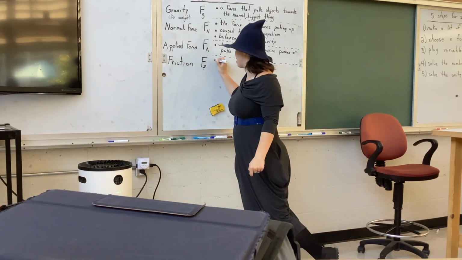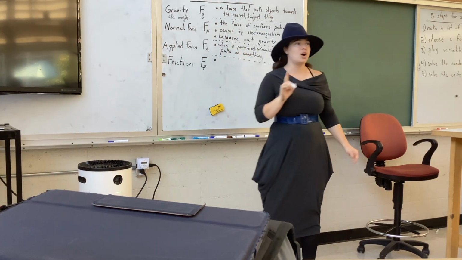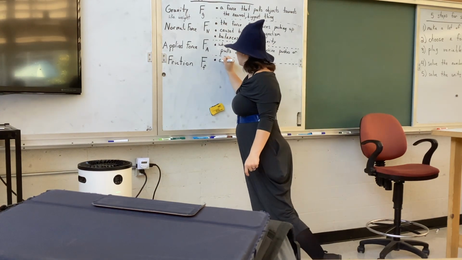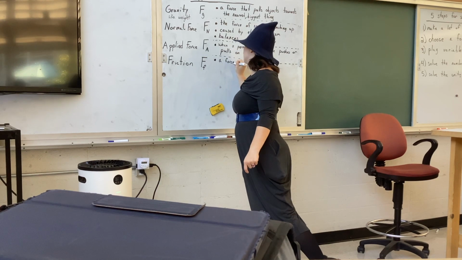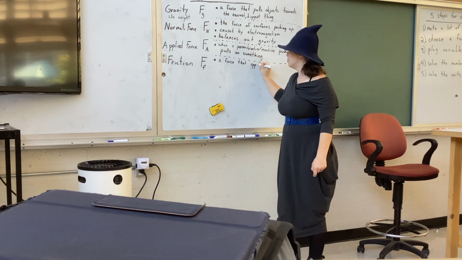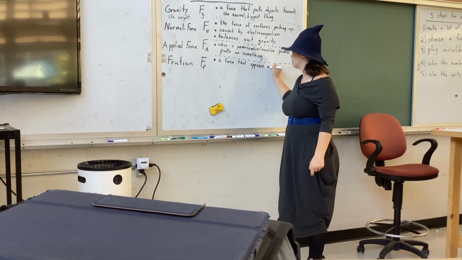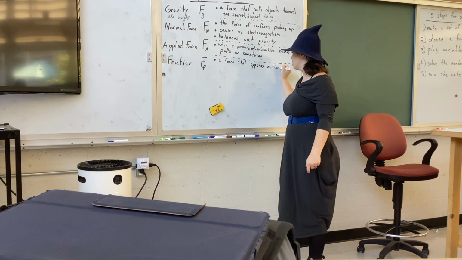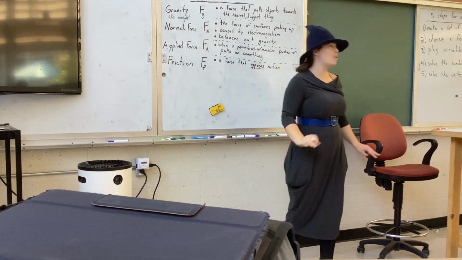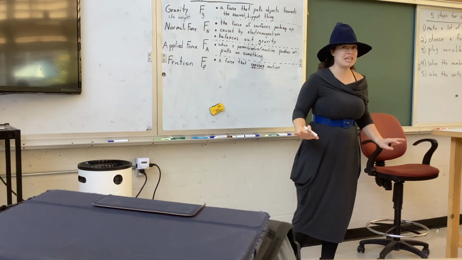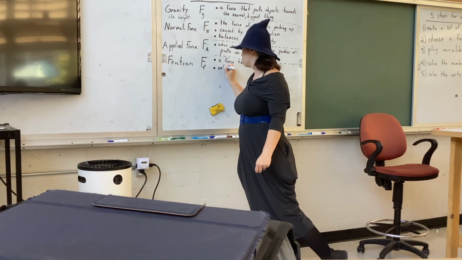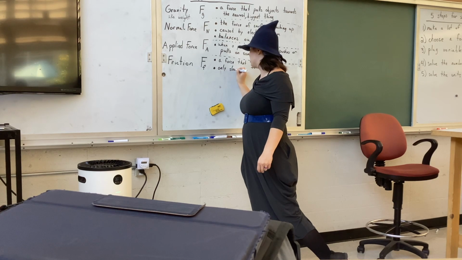All right, so friction. The things you should know about friction. Friction always opposes motion. This is a force that opposes motion. That means that friction is always either going to be slowing something down or stopping it from moving in the first place. So we can only ever slow things down, never speed them up.